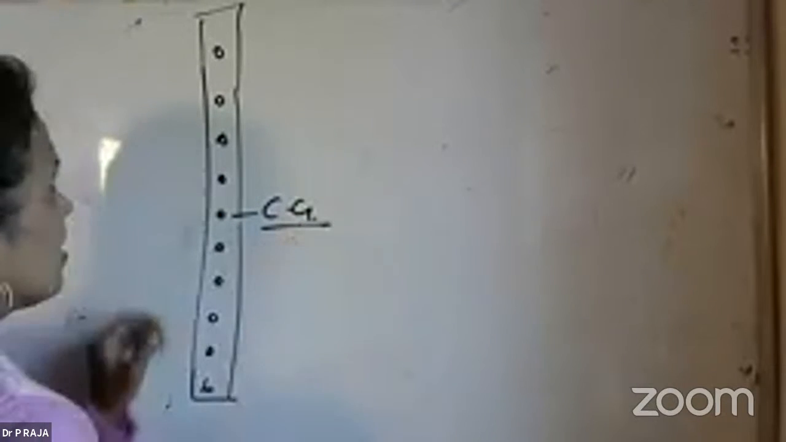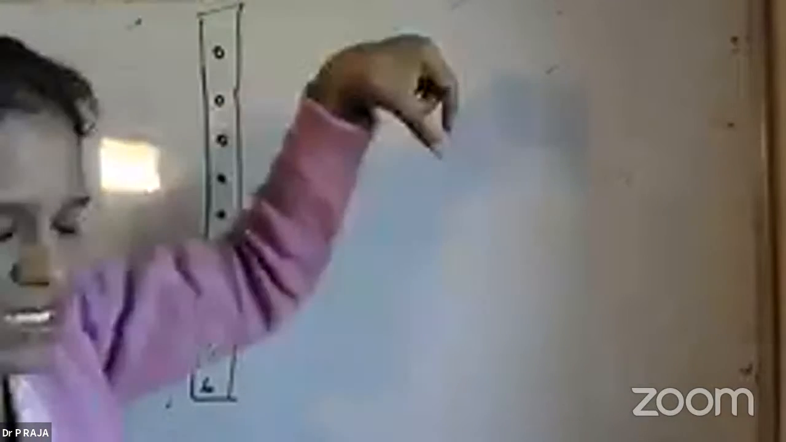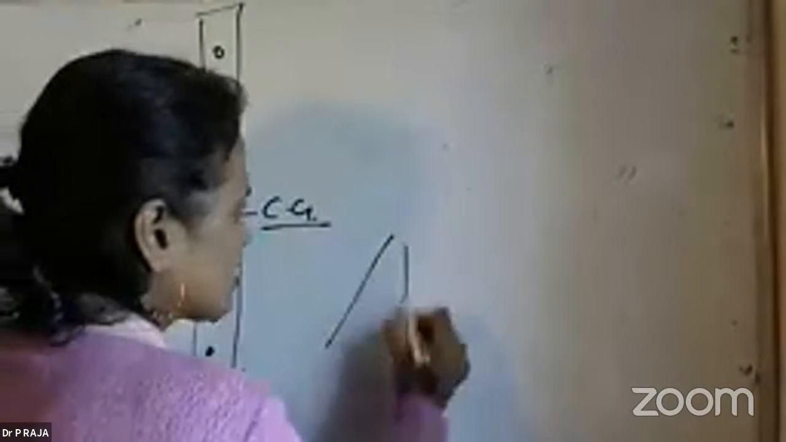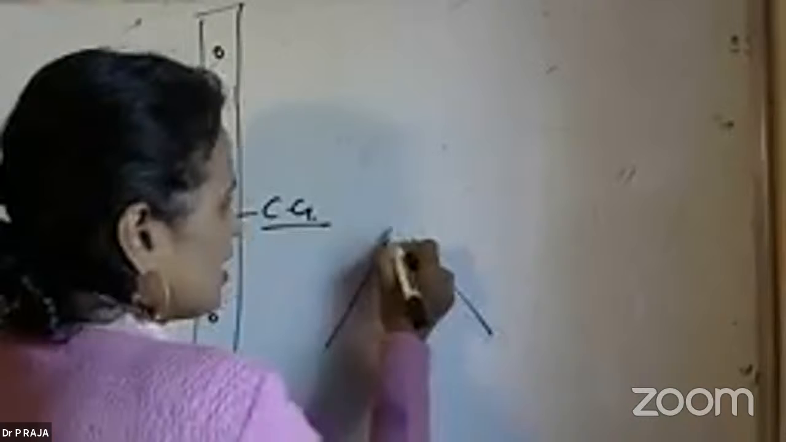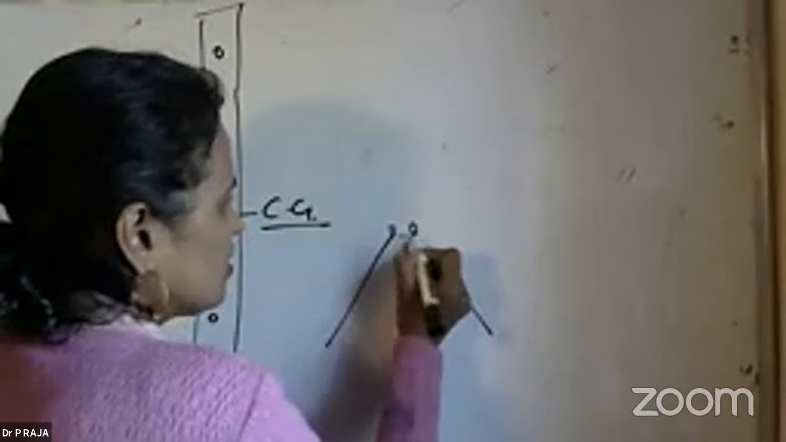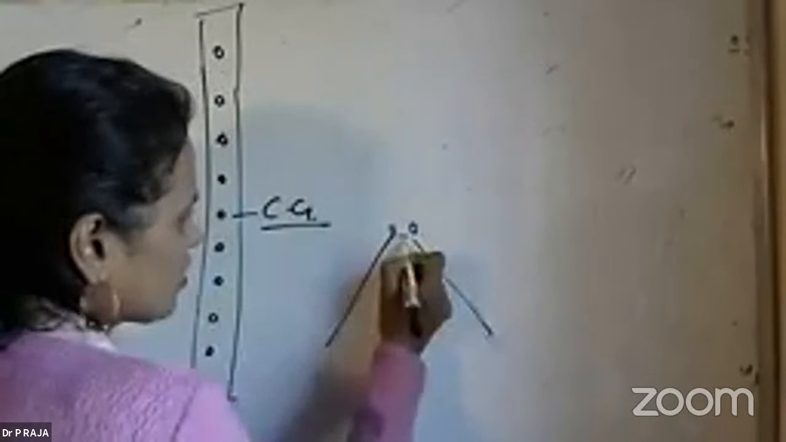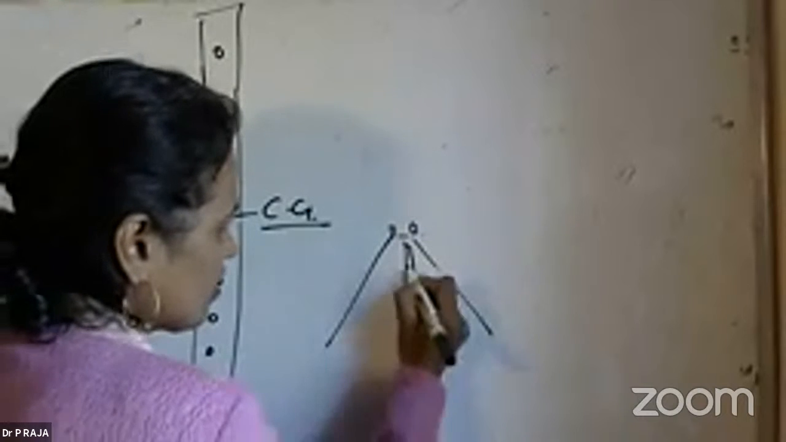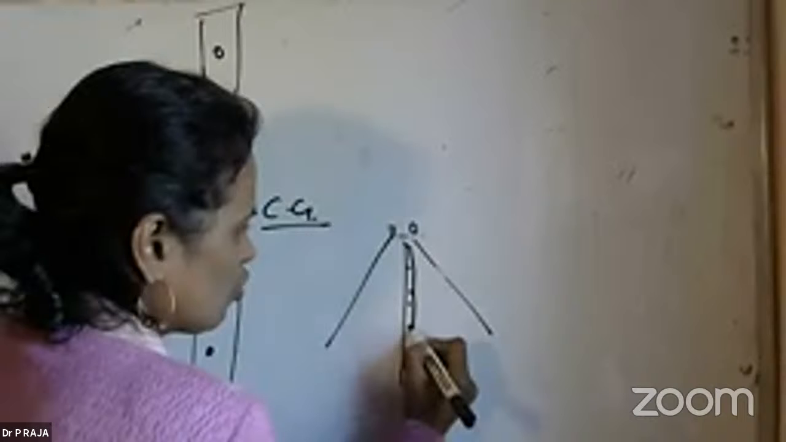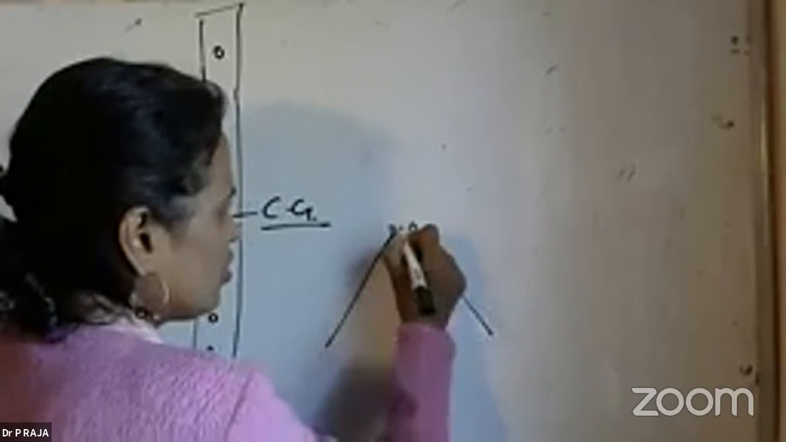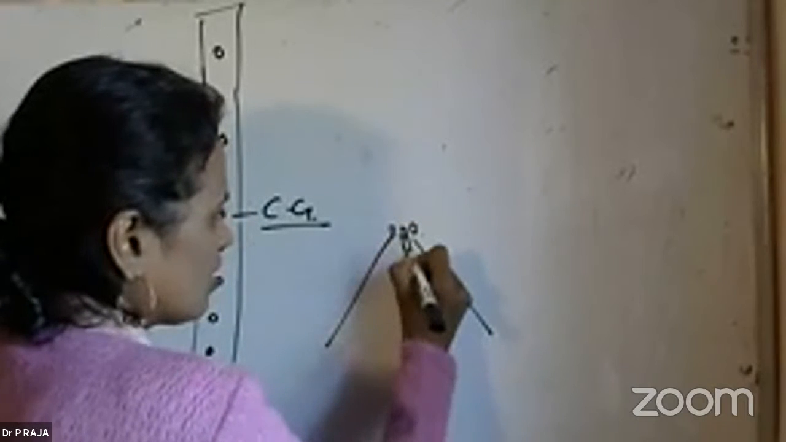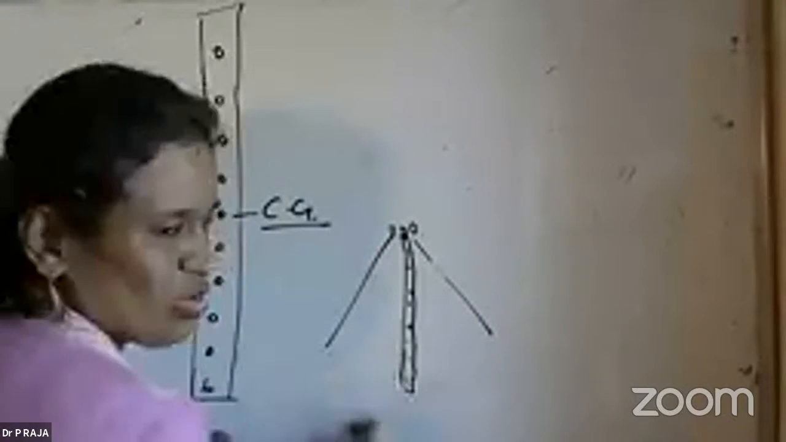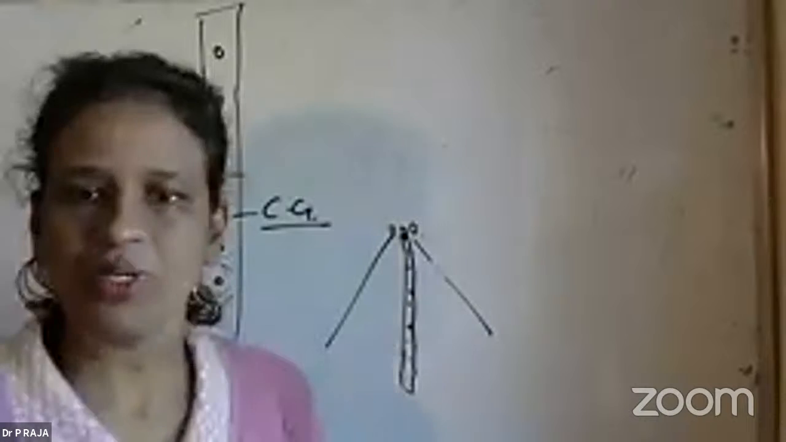And you will suspend this on a knife edge. Knife edge is something like a stand like this. In this stand, you will place this bar pendulum. These are the holes, and on one hole the bar pendulum will be suspended here, and it will be oscillated to and fro like a simple pendulum.